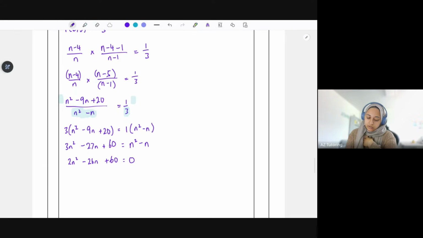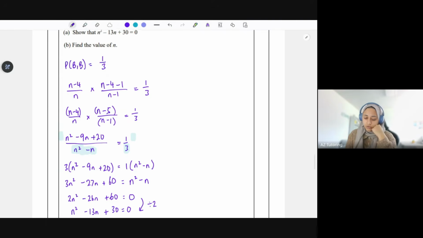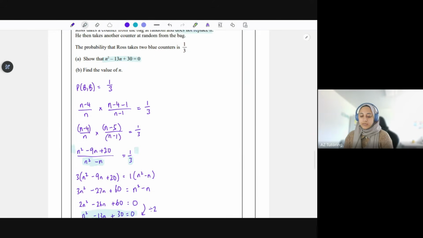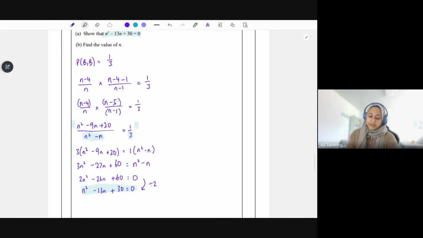Now, they all are multiples of 2, so I could just divide the whole thing by 2. I get n squared minus 13n plus 60 divided by 2 is 30, and that equals 0. The question said show that n squared minus 13n plus 30 equals 0, and we've just shown that here. Okay, so that was for 5 marks.